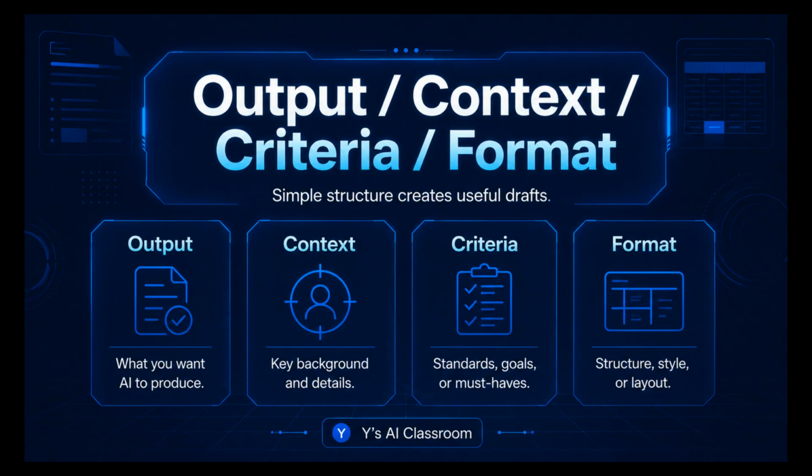A useful AI request usually has 4 basic parts. First, define the output. Second, give the context. Third, explain the criteria. Fourth, choose the format. These parts do not need to be complicated. Even a simple structure can help AI move from a general answer to a usable first draft.